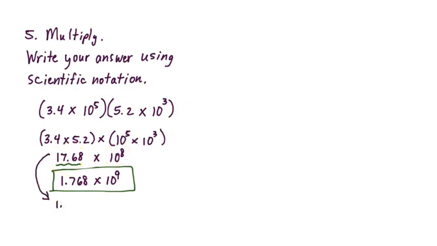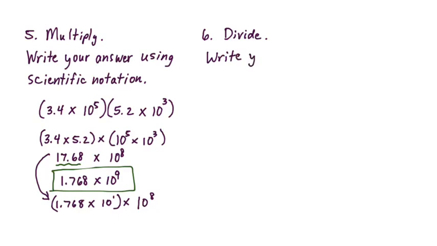The other way you could do it is you could rewrite 17.68 in scientific notation. It would be 1.768 times 10 to the first power. And then multiply that by the 10 to the 8th power. Again, when we multiply powers of 10, we'll add the exponents, and we get the same answer that we had before. All right, so let's move on to the next problem.